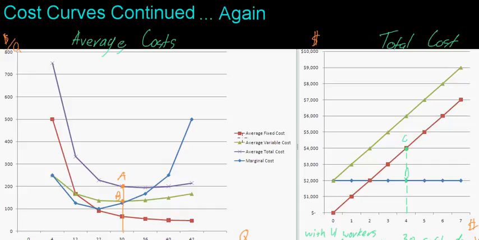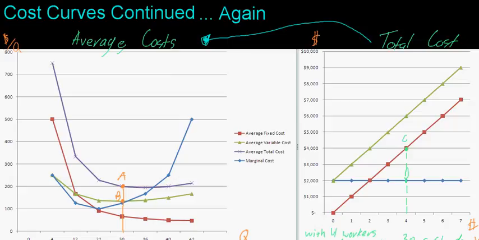So this is, I believe, the third, maybe fourth video on cost curves, and definitely still not the last. In this one, we're going to work on going from a total cost curve graph over to an average cost curve graph. We're going to get information on the graph on the right, and we're going to need to figure out something about the graph on the left.